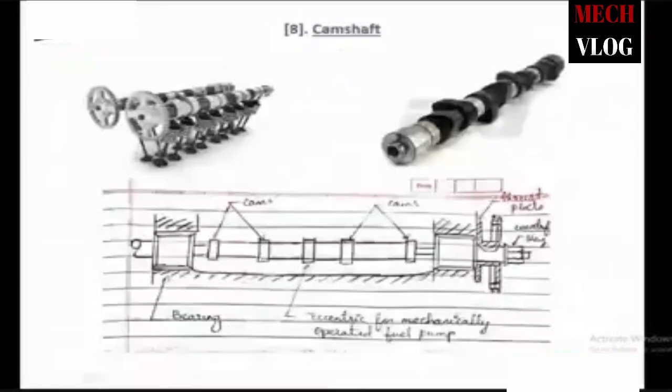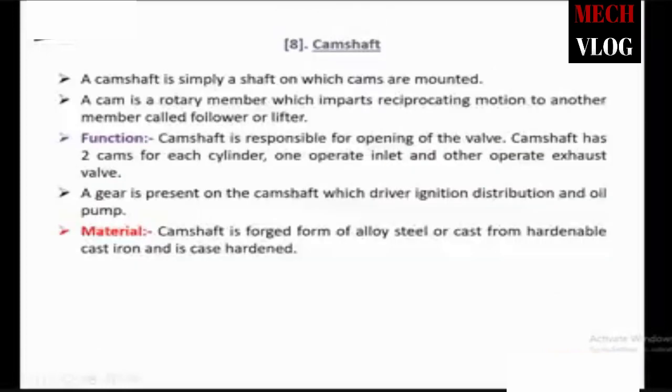So these are our valves, inlet and outlet valves. For one cylinder or one piston, we have two valves, inlet and exhaust valves. And a gear is present on the camshaft, which drives the ignition, distribution, and oil pumps.